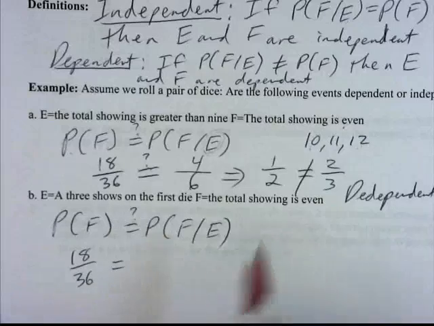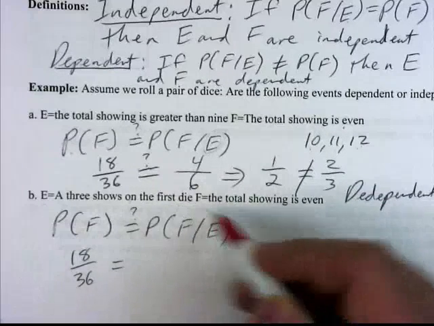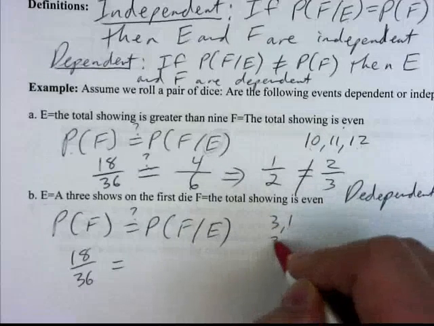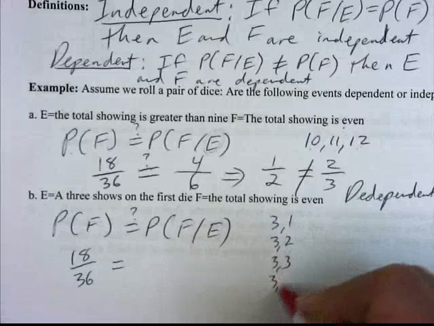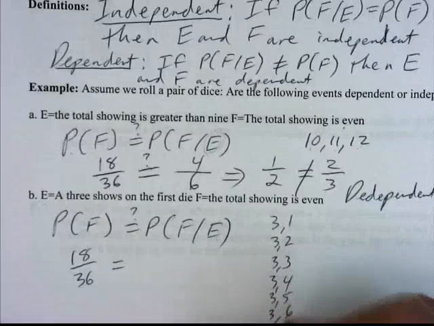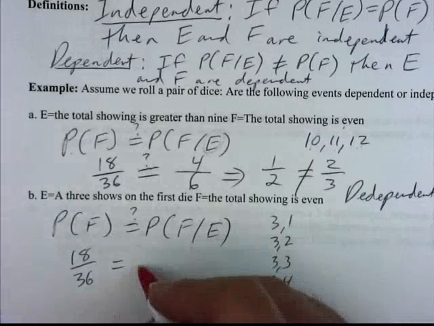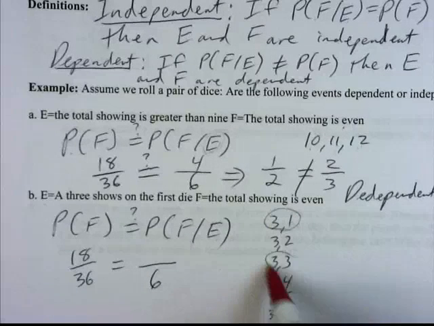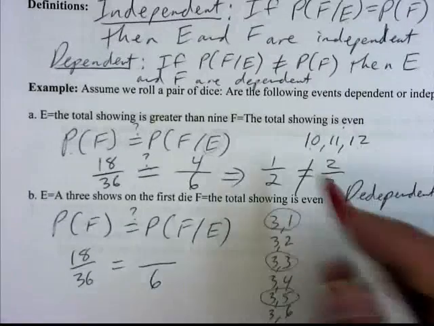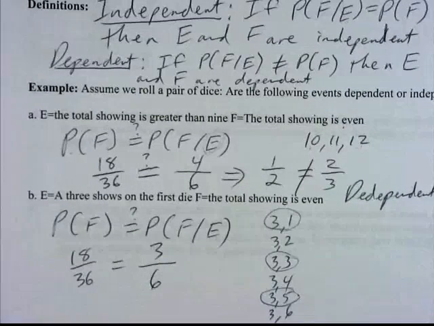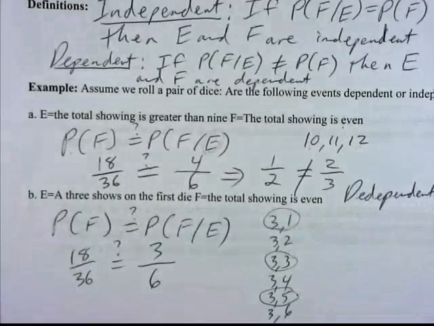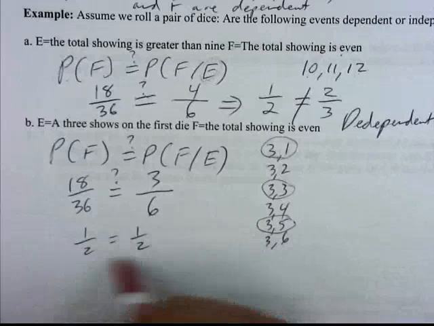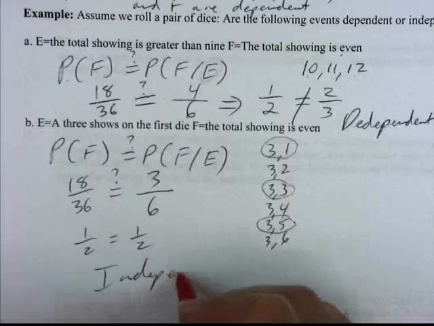And then for the second part, we know that we've got a 3 showing on the first die. So that means the only things we're interested in are 3,1; 3,2; 3,3; 3,4; 3,5; and 3,6. All righty? So we've got 6 possibilities there. And of those 6 possibilities, how many of them are even? This one, and this one. So there are 3 of those. So if I simplify those both, notice I get 1/2 is equal to 1/2. Since those are equal, these are independent events.